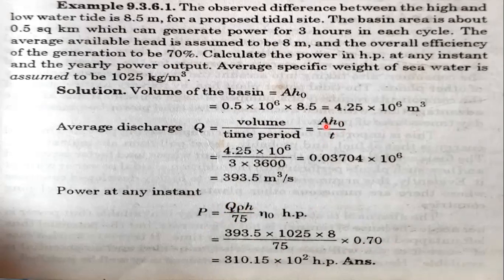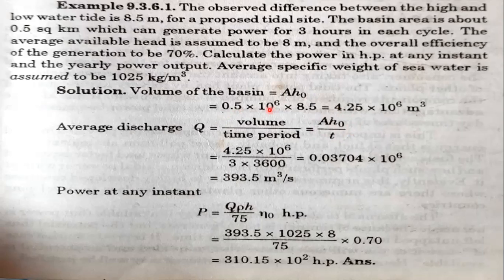Okay, so for this we have to calculate A, H naught and T. A is given as area 0.5 square kilometers. So I am calculating this expression A into H naught. A is 0.5 square kilometers.